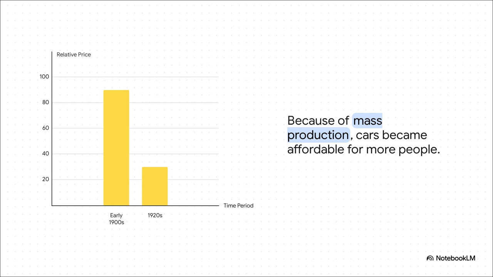And when you can make something faster, what happens to the cost? It goes down, way down. This visual shows that connection perfectly. Cars went from being a luxury item only for the rich to something an average family could actually hope to own. So, look for the answer that reflects that big change in accessibility.